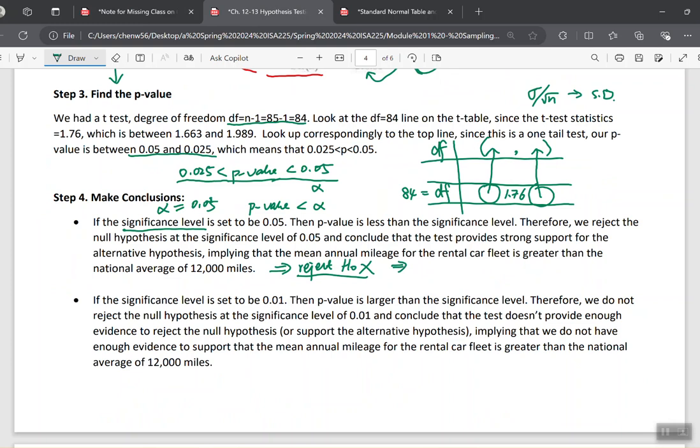We say we have enough evidence to support our alternative hypothesis. Okay, now can you leave this alternative hypothesis, this HA, in your conclusion? For the same reason, right? The customers will never understand what the HA means.